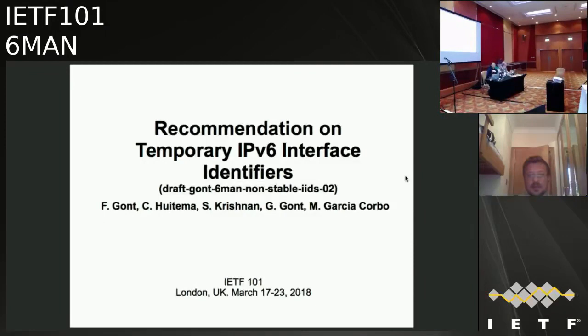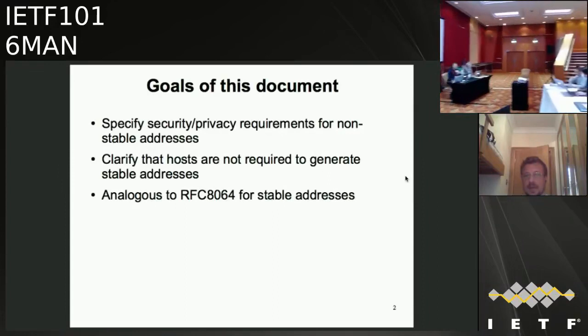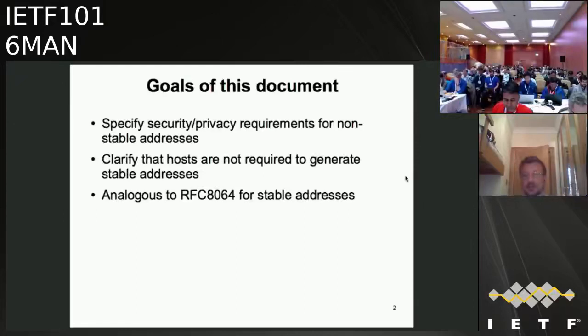So this is a document that we presented at the last IETF meeting. It's a recommendation on temporary IPv6 interface identifiers. So what are the goals of this document? Well, essentially, it is like RFC 8064, but for temporary addresses. So essentially what we do is we specify requirements for generating temporary addresses. We also clarify that nodes are not required to generate stable addresses. And that's it. Again, this is the same as RFC 8064, but for temporary addresses.